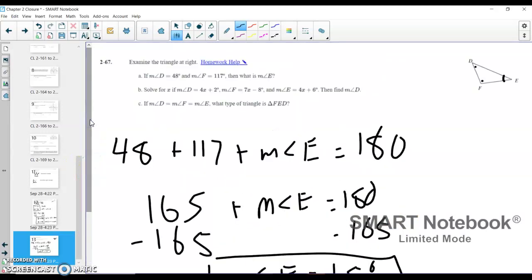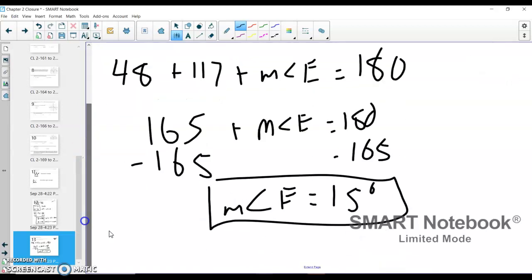Part B is an algebra question, a little bit tougher here, and a more fun one in my opinion. We're ultimately going to look for the measure of angle D, but we have to solve it for x. And so what we again are going to have to do is this piece plus this piece plus this piece set equal to 180. So that's 4x plus 2.